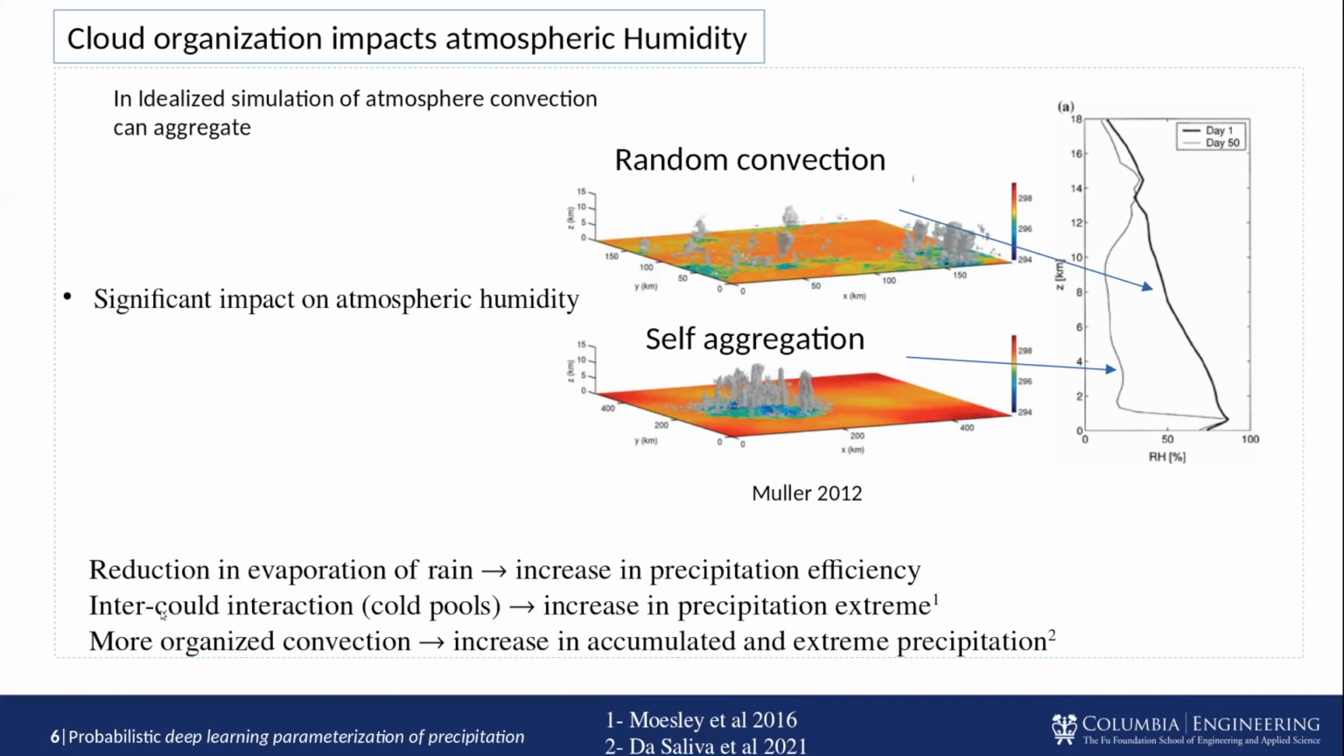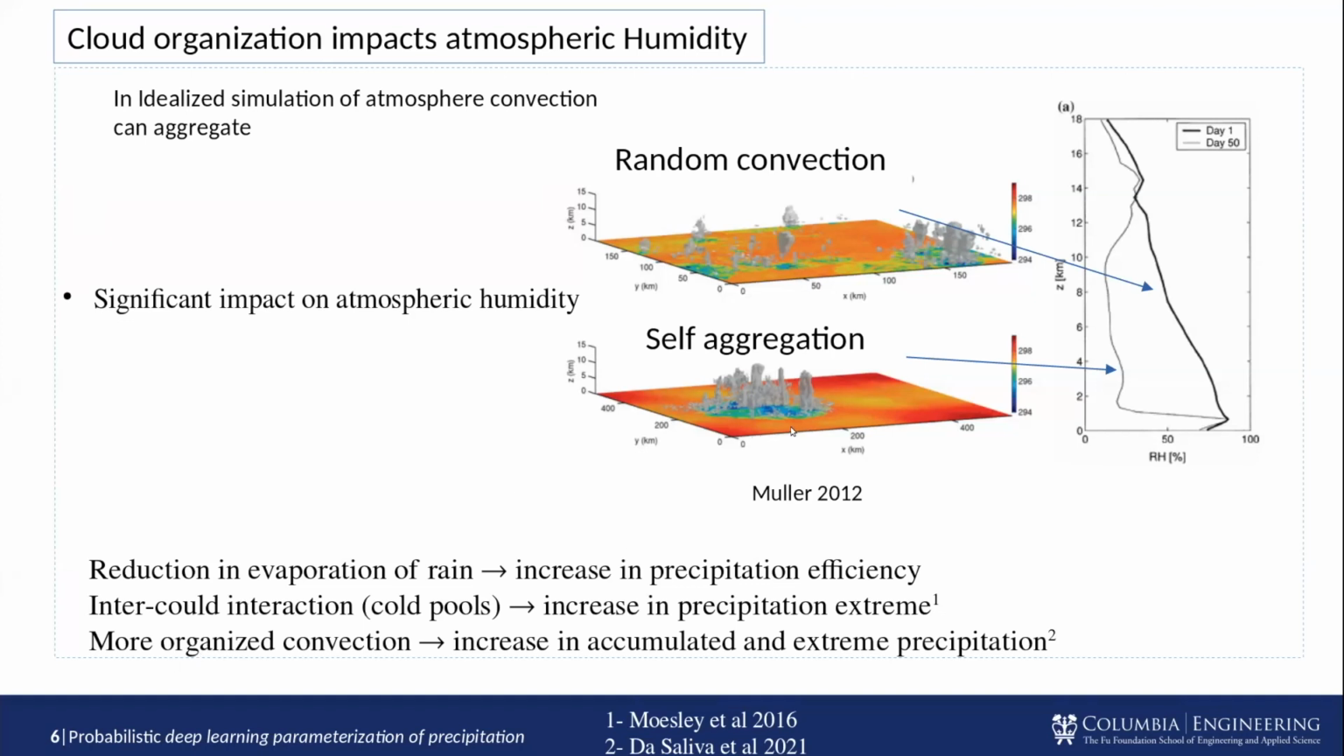We could also have inter-cloud interaction. So that's caused by cold pools. When we have two clouds, the downdraft that reaches the surface starts propagating out. And then if they collide, they're going to trigger deep convection. And it's been shown that deep convection that formed because of cold pool interaction is more likely to develop to extreme precipitation. And then we also know that this structure can survive over time, and that means that the accumulated precipitation is larger when we have organization.